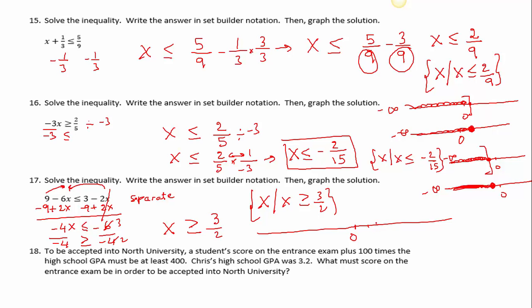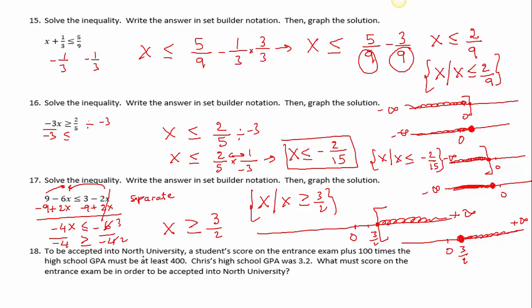3/2 is 1.5, somewhere here. It's greater than or equal, so we can make a square bracket, go to the right, all the way to plus infinity, and this is 3/2. Or we can make a solid circle like this, and highlight the right side up to plus infinity, and this is 3/2. So either one of these is the correct graphing for the solution.